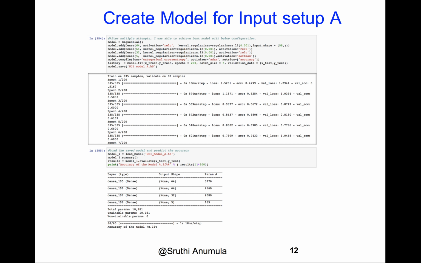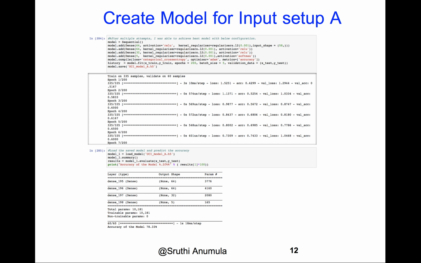Now, I went ahead and created a model for input setup type A, which means we will be considering all the variables to predict the final grade G3. I have tried various optimizers and various values for kernel regularizers and was able to achieve best model with this architecture. I have an input layer with 64 neurons, 2 hidden layers with 64 and 32 neurons each. I have added an L2 regularizer as data was overfitting after few epochs.